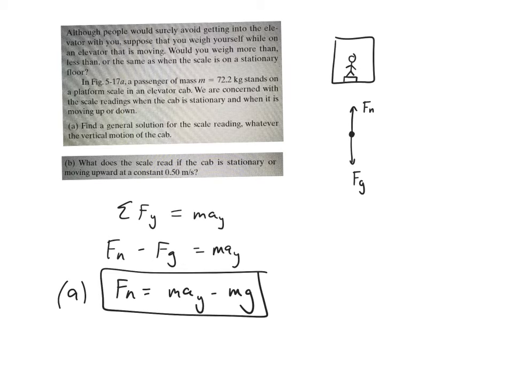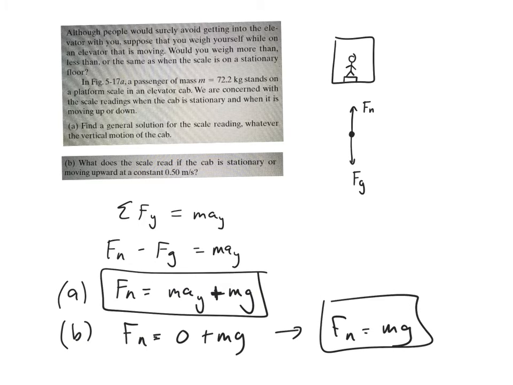I put minus. This should be a plus here. Please correct me, guys. Feel free to correct me. That should be a plus right there. So the MAY becomes 0. Okay, the MAY becomes 0 for part B, and it becomes FN equals 0 plus mg, which simply tells us that the scale reads your weight. When you're not moving, or when you're moving at a constant velocity, the scale, Fn, is equal to your actual weight. Your actual weight.